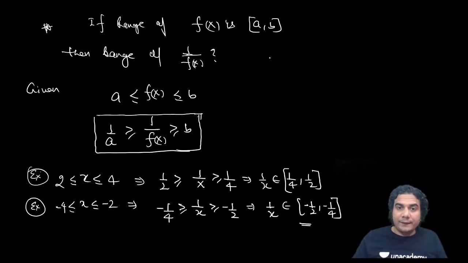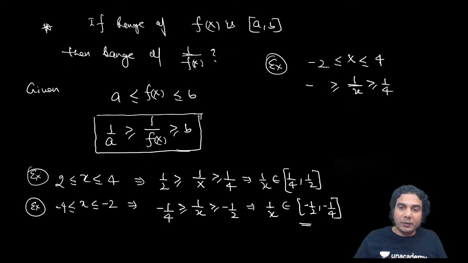Now suppose you have a third example. Your x belongs to say minus 2 to 4, negative to some positive number. You can see 0 is included in this. No problem in that. You can always write like this, which I have just told you. 1 upon x will be greater than or equal to 1 by 4 and less than or equal to minus 1 by 2. Like this. And then how to write the answer in this case.